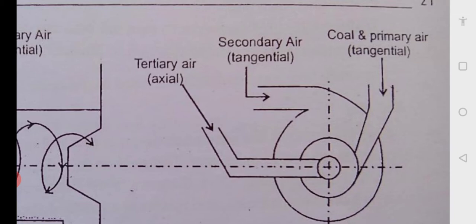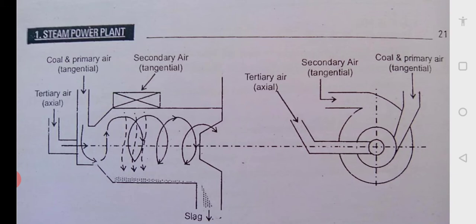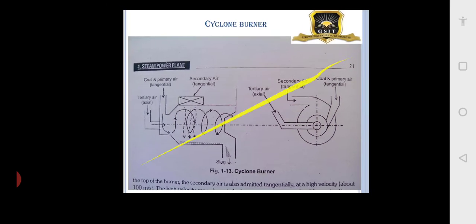Tertiary air is sent inside, and secondary air is sent tangentially inside, and similarly the coal and primary air come tangentially inside, so that the coal particles, the pulverized coal, are completely burnt, and what you get is only ash. This is a cyclone burner.